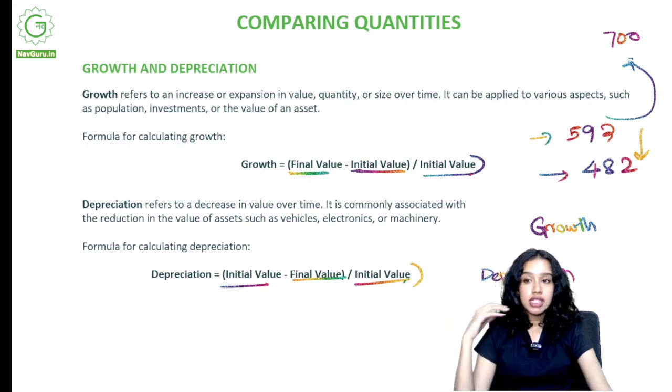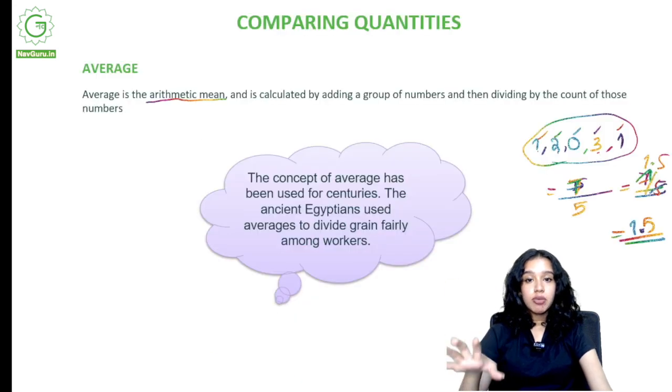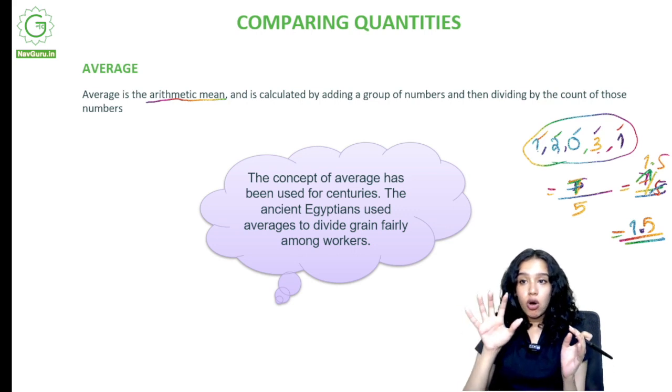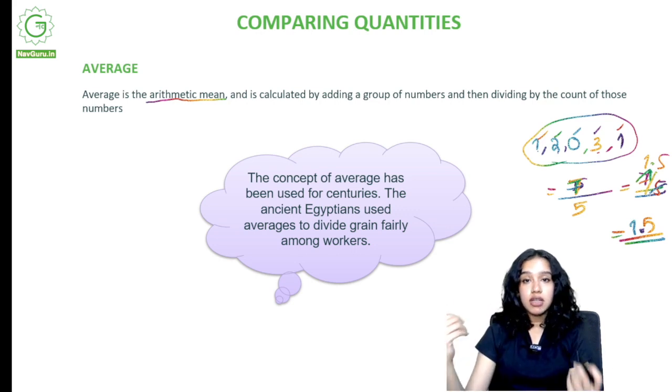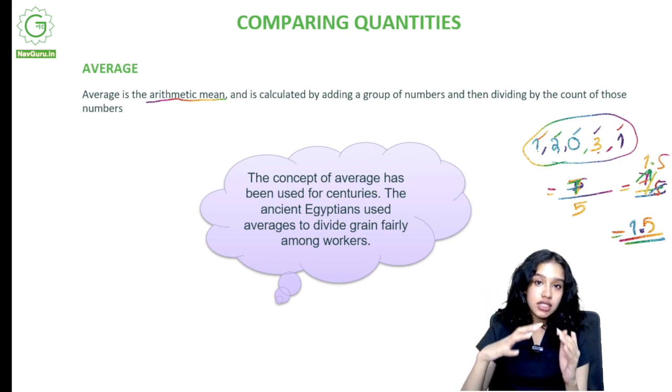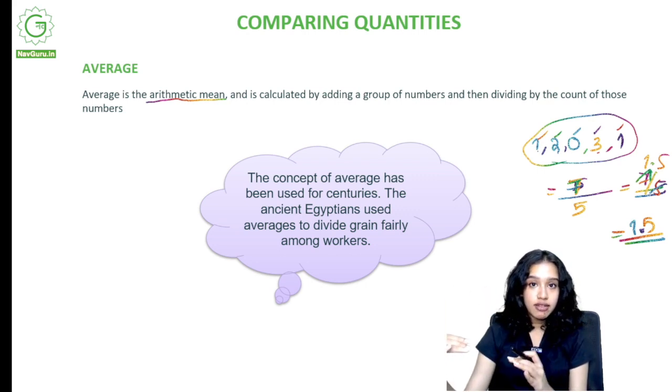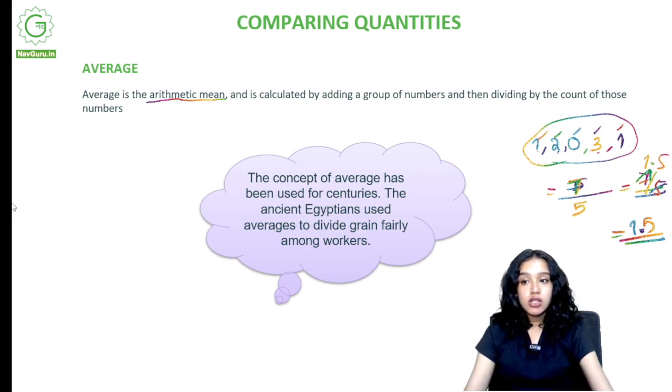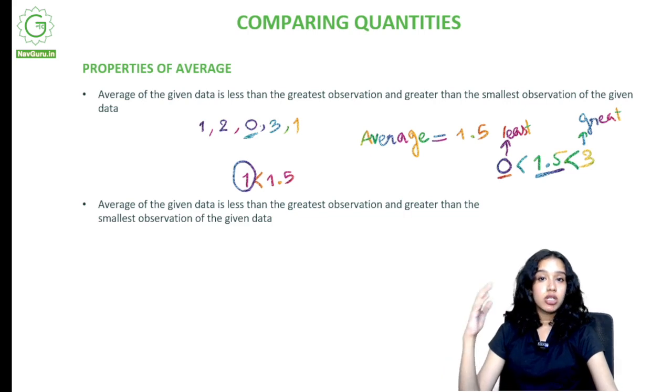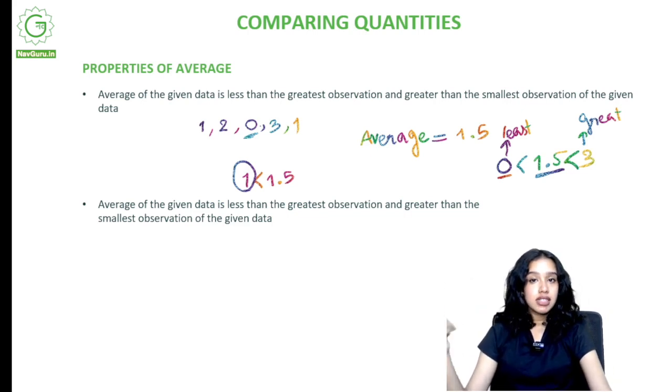So let's quickly sum up what we learned in the chapter comparing quantities. We learned about the average of numbers. How do we take an average? We consider all the numbers. We were talking about an example with the number of pens and 5 students. We summed up the number of pens we have, and divided it by the number of persons, and we got the average. So that was about average. We talked about the properties of average, where it is greater than the lowest value, and it's lesser than the greatest value.